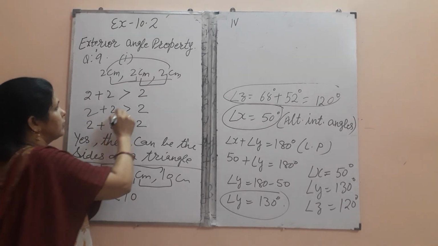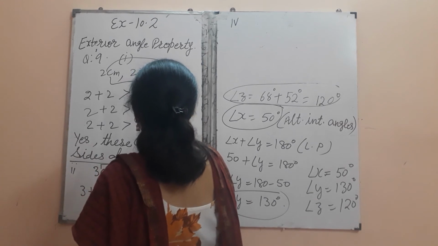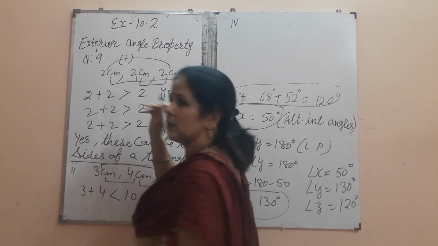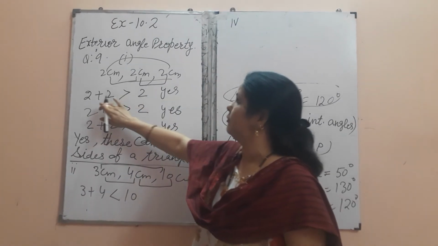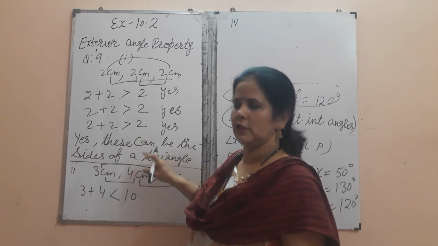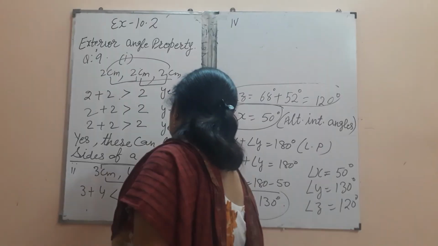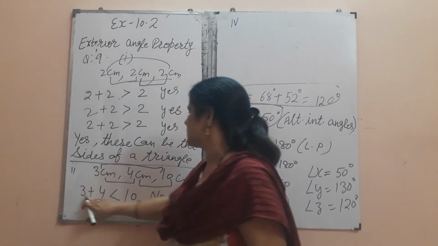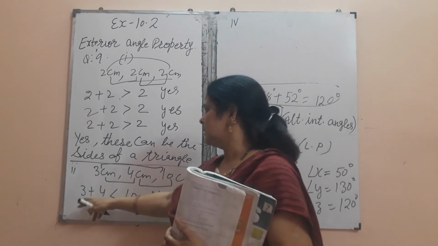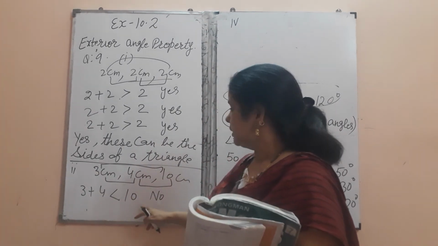Now in this we can write yes, yes and yes, because this is fulfilling the property, this is fulfilling the property, and this is also fulfilling the property. In this, the first pair is not fulfilling the property because the sum of two sides should be greater than the third side. But in this case the sum of two sides is smaller than the third side.